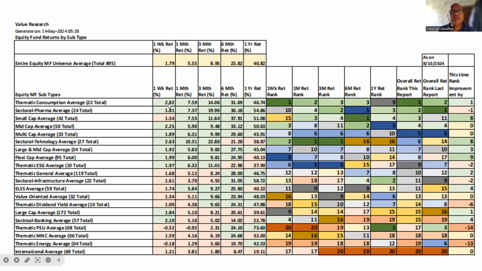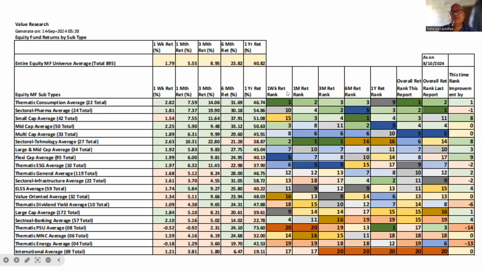For consumption funds, returns are given here: 2.82% for the week, 7.59% for the month, 14.06% for the 3 months, 31.69% for 6 months, and 46.74% for the year. When you compare that to the overall average returns of the equity funds, they're all above those averages. Therefore, they are shown in green. The one in green is more than the average return of the overall equity funds. If it is less than that, it will be red. So the consumption funds have done well.